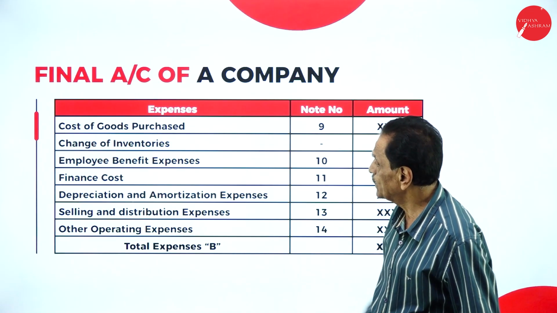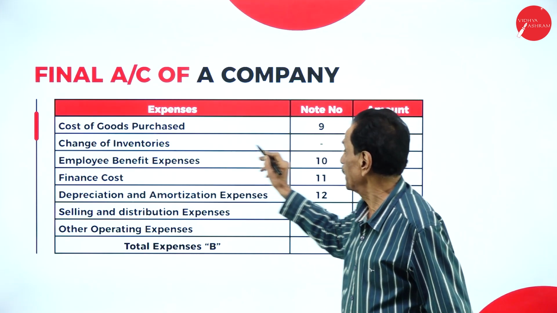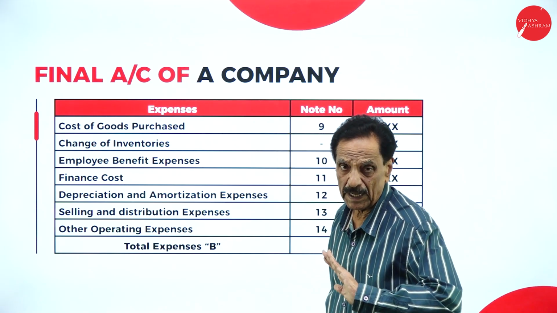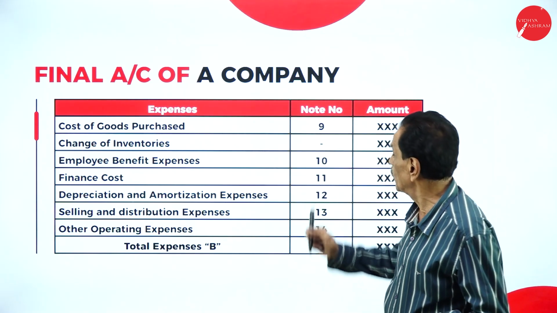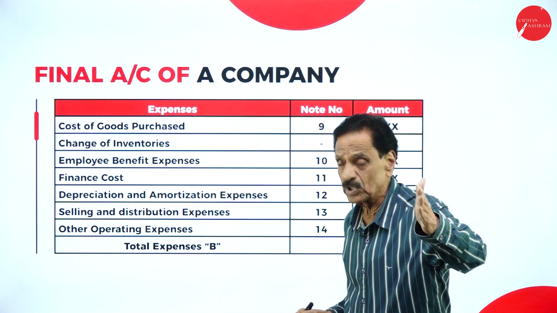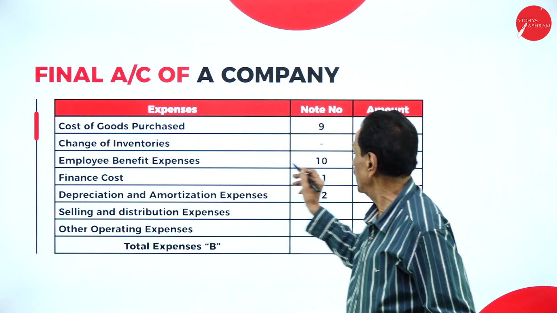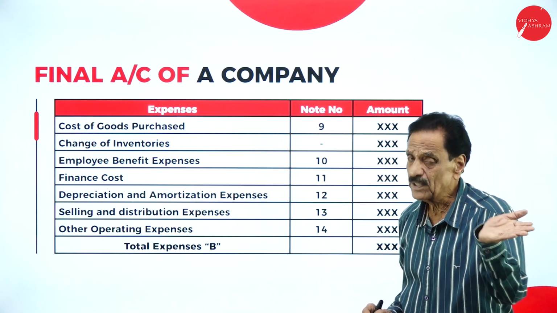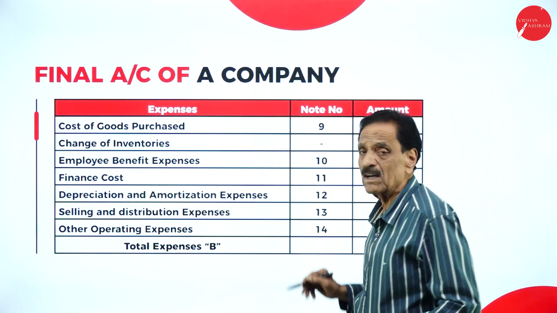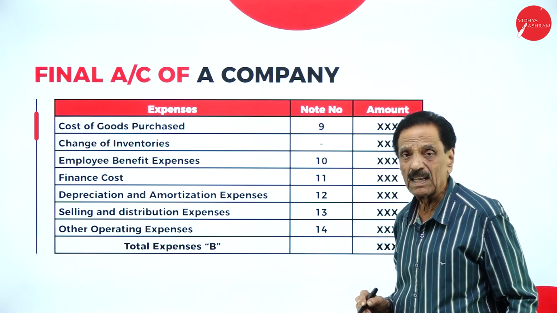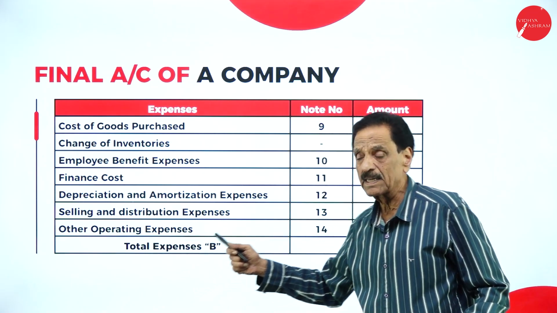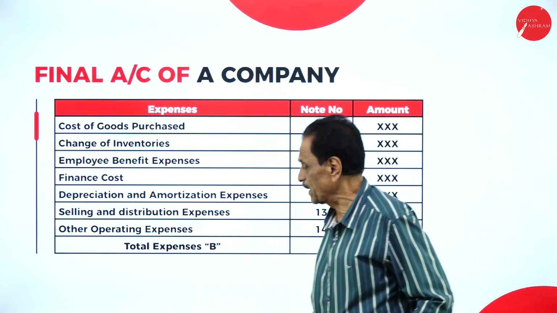Then expenses. Cost of goods purchased is note number 9. You have to make a note of that. It is as per the Companies Act of 2013. Change in inventory, opening stock minus closing stock. Then employee benefit expenses, salary, wages. I will give the details of those transactions. Then we have the finance cost, interest on debentures and other financial expenses. Then depreciation, amortization, selling and distribution expenses, other operating expenses.